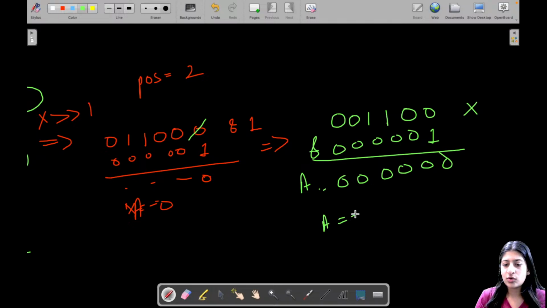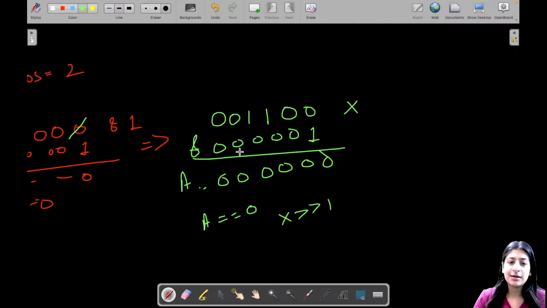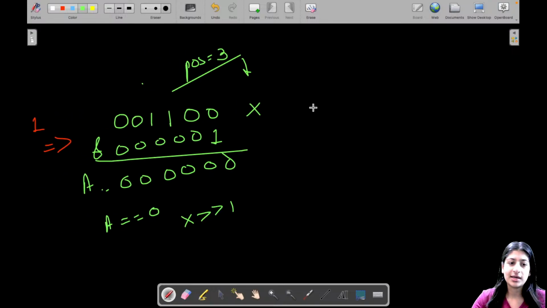Since a is 0, again do a right shift on x one more time and position will also be incremented. So now your position will be incremented to what? Position becomes 3, and you are doing again right shift on x. So x will be what? Now your x becomes, again remove the last bit and shift by 1. So this will be 0, 1, 1, double 0 and one more 0.